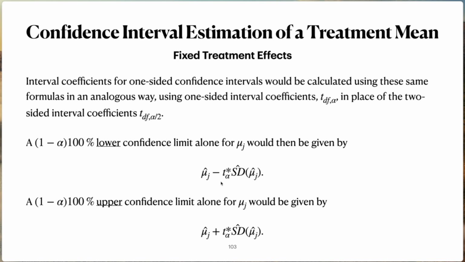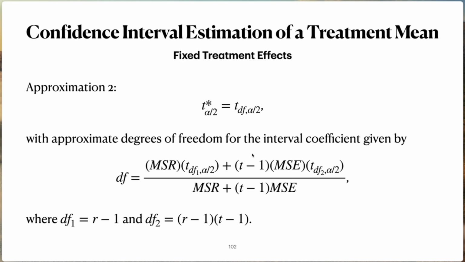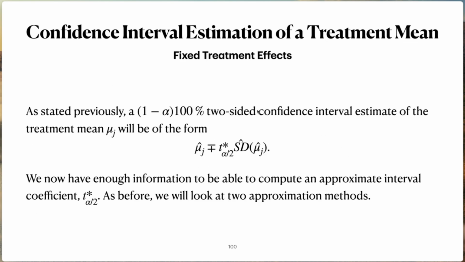The margin of error for the interval is still equal to the product of the approximate interval coefficient, the upper alpha percentage point of that approximate distribution, times the estimated standard deviation of mu hat sub j. And if we wanted a two-sided confidence interval, then it would be of this form here.